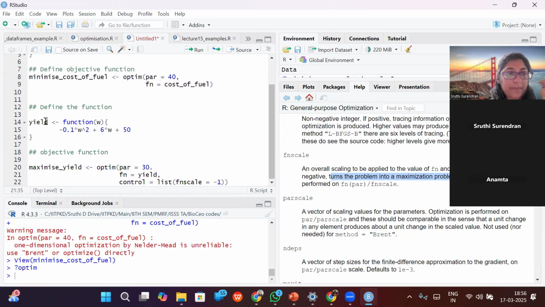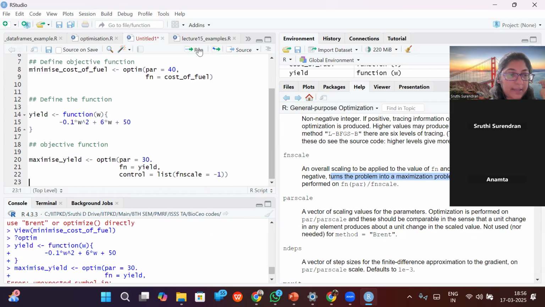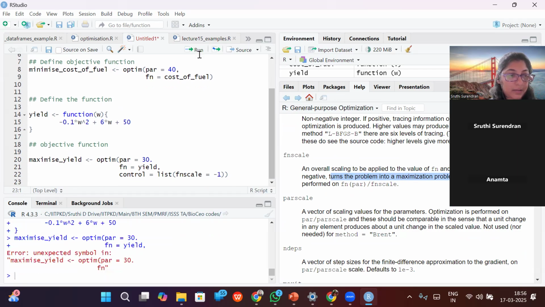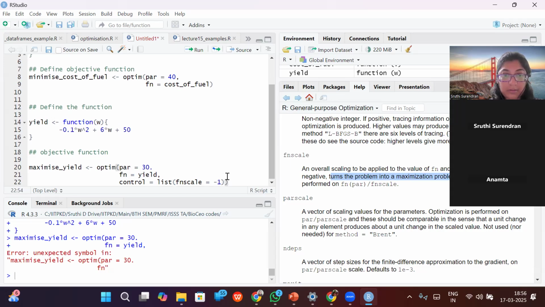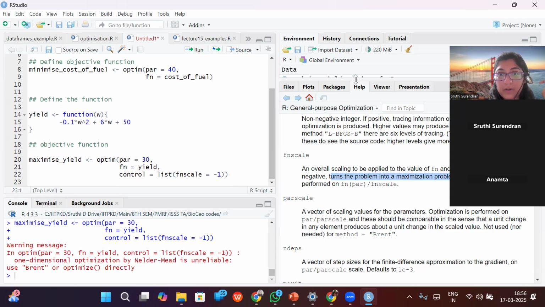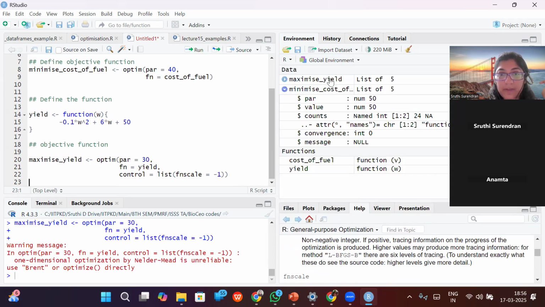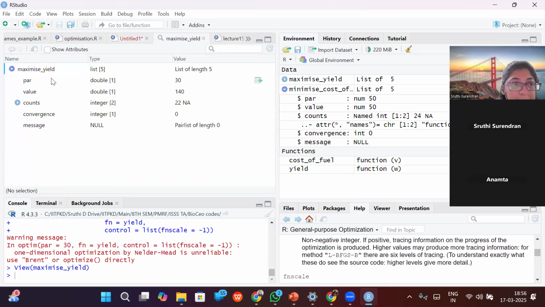So now when we run this and this, again, what happened? Okay, here there is no comma. Such small things can make errors. Okay, so we got the maximize function. Here we have got maximize yield. It is saying that at an initial value of 30, the maximized value is going to be 140.